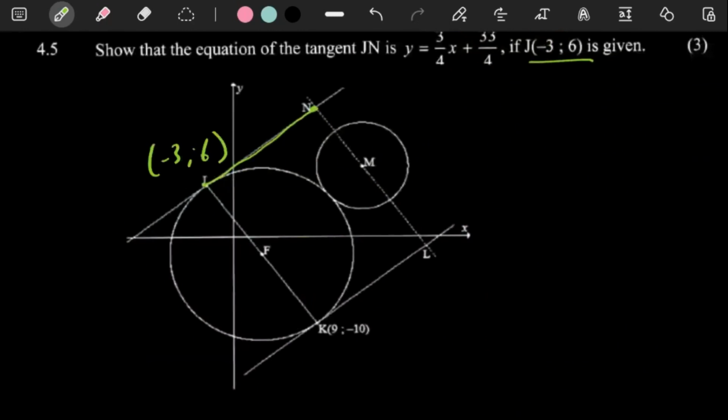It is good, because remember, whatever we know, Jn is perpendicular to the radius line there, because that's just how it is. A tangent will always be perpendicular to the radius.